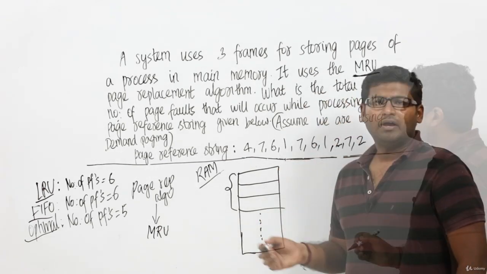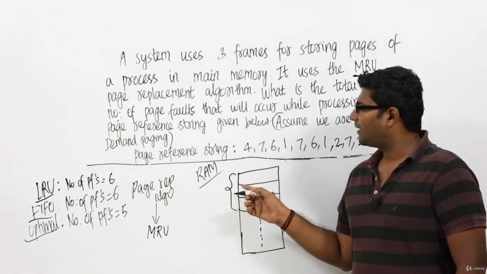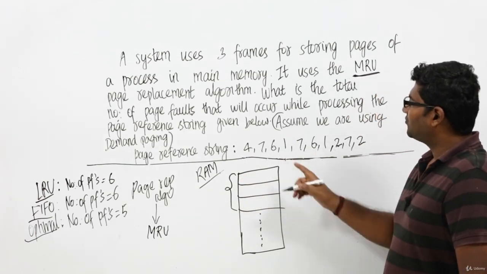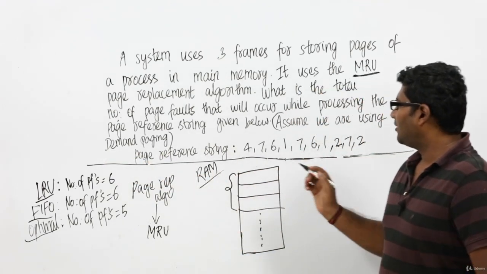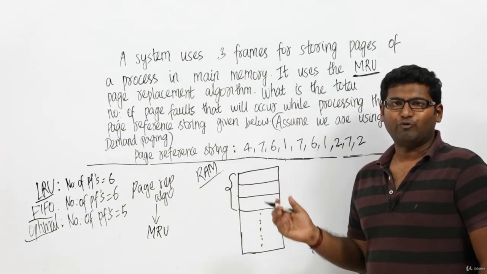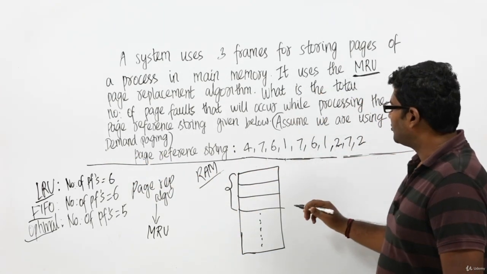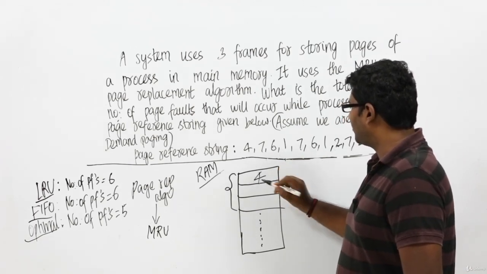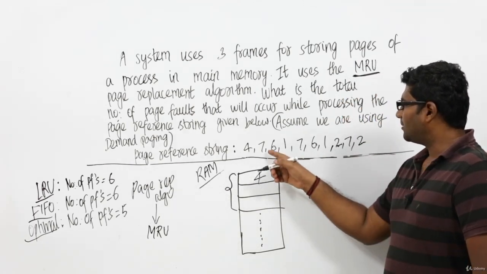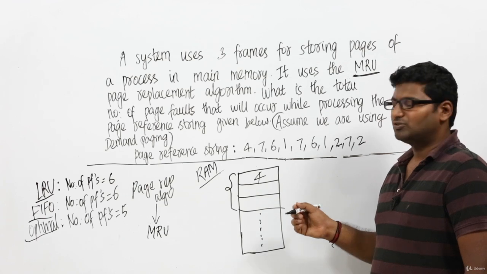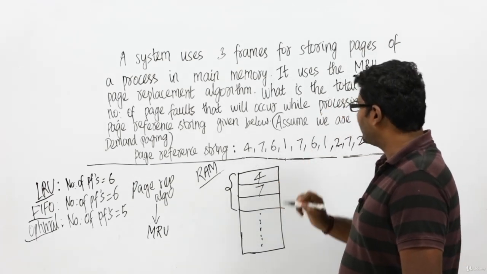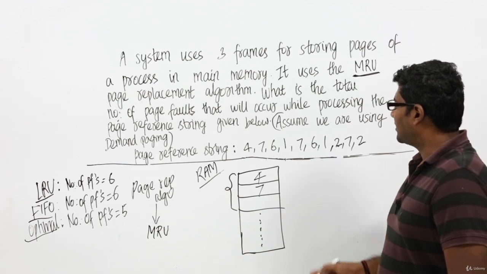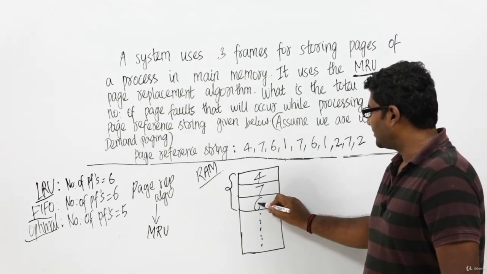Let's see this. Initially, CPU wants to access page number 4. Since we are using demand paging, page number 4 will not be present in the RAM before that. So it will lead to one page fault, and then we will place page number 4 over here. Then page number 7 comes. Page number 7 is accessed by the CPU, and so page number 7 will lead to one more page fault. And next comes page number 6. So I am going to place it here.